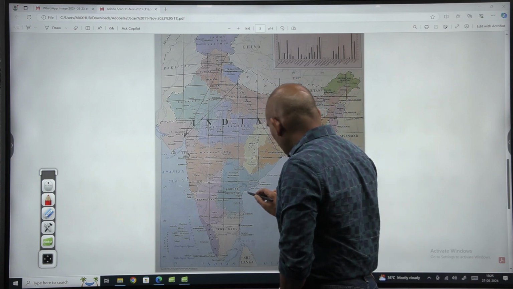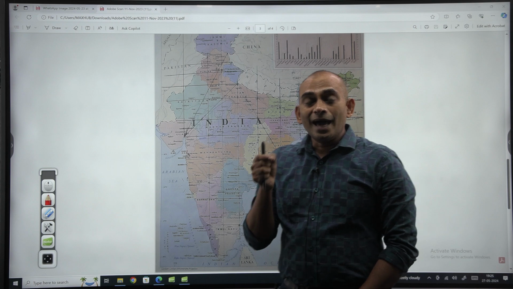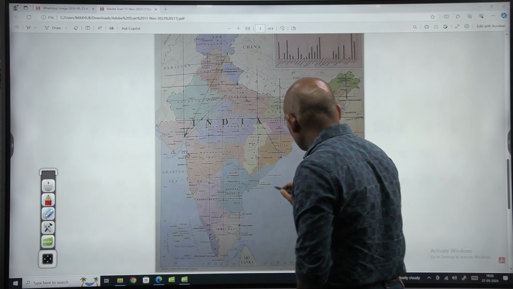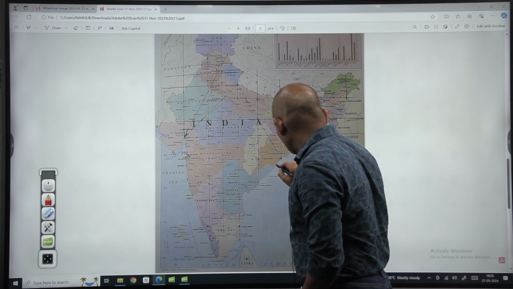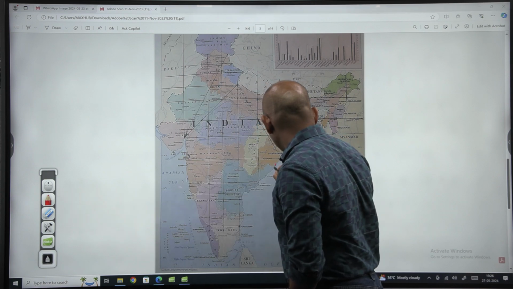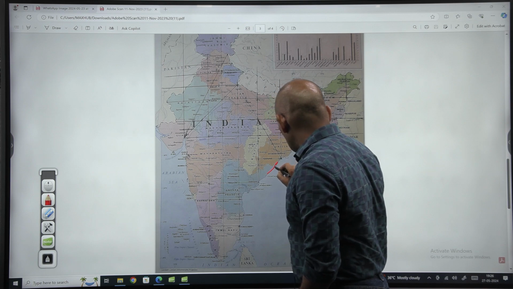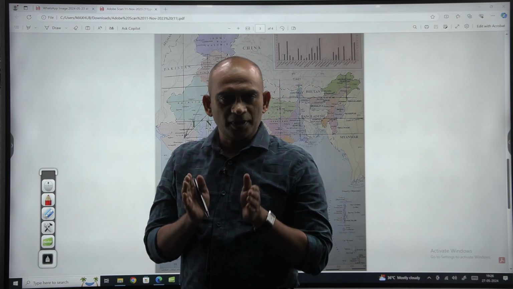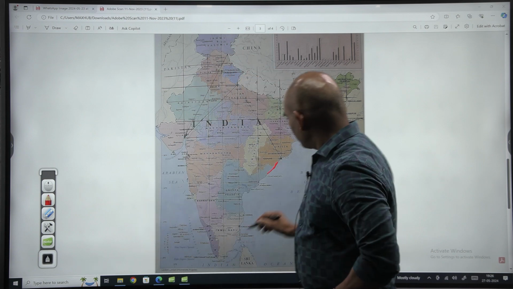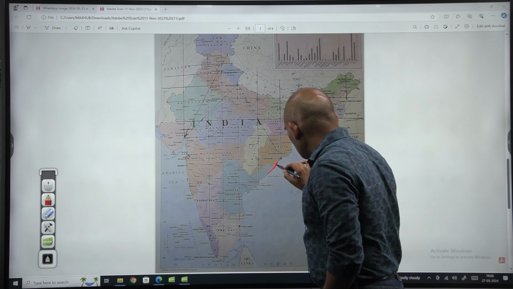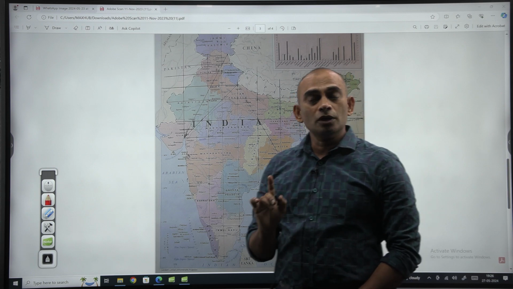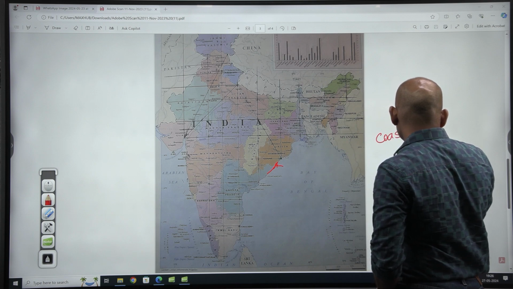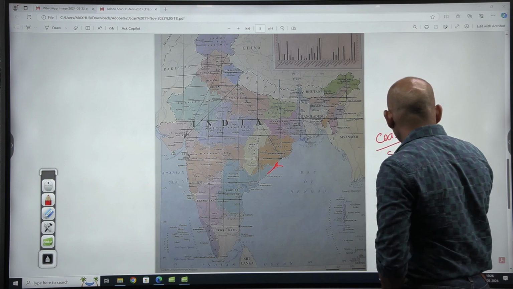Coastline is an area where land meets the ocean or sea. That means, look at this line. This line is a coastline. Here land is present, and at this point ocean or sea is meeting. So that is what we call coastline or shoreline.